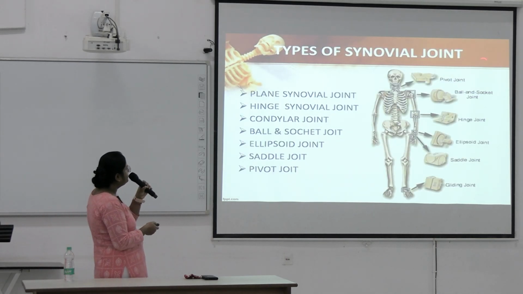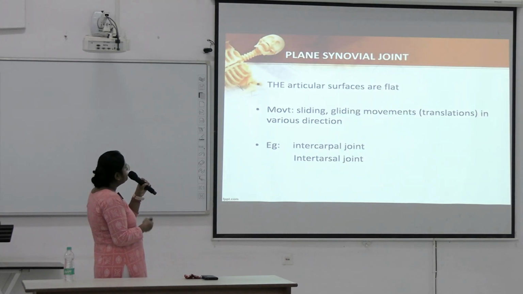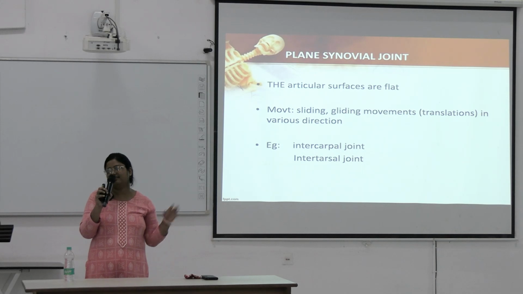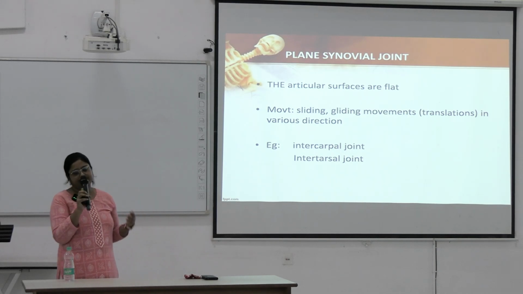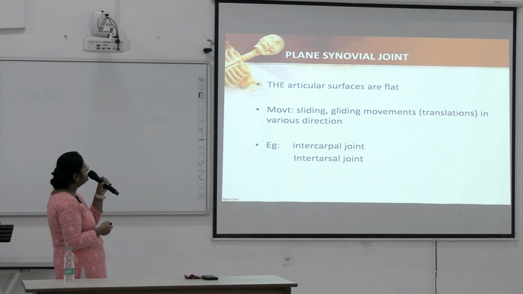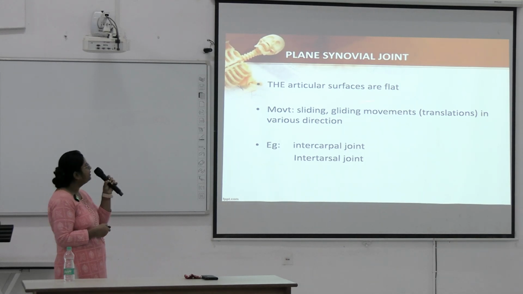These are the types of joints we have seen. So now we will discuss the individual types of joints in detail. Different types of synovial joints. First is the plain synovial joint.